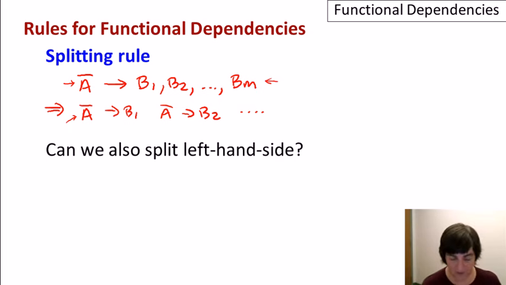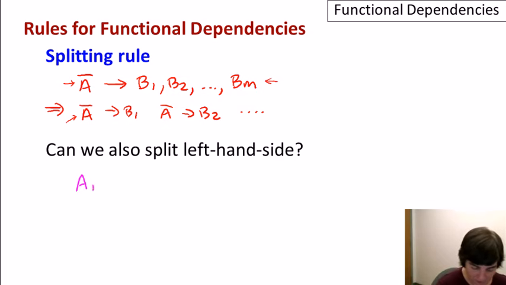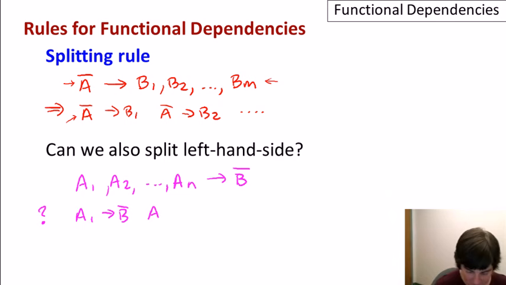Now you might wonder if the splitting rule also goes the other way. So let's say we have, I'll put the left-hand side, I'll write out the attributes explicitly. So let's say we have A1 through AN determines B. Then is it the case from that that A1 determines B and A2 determines B on its own and so on? Well, the answer to that is no.